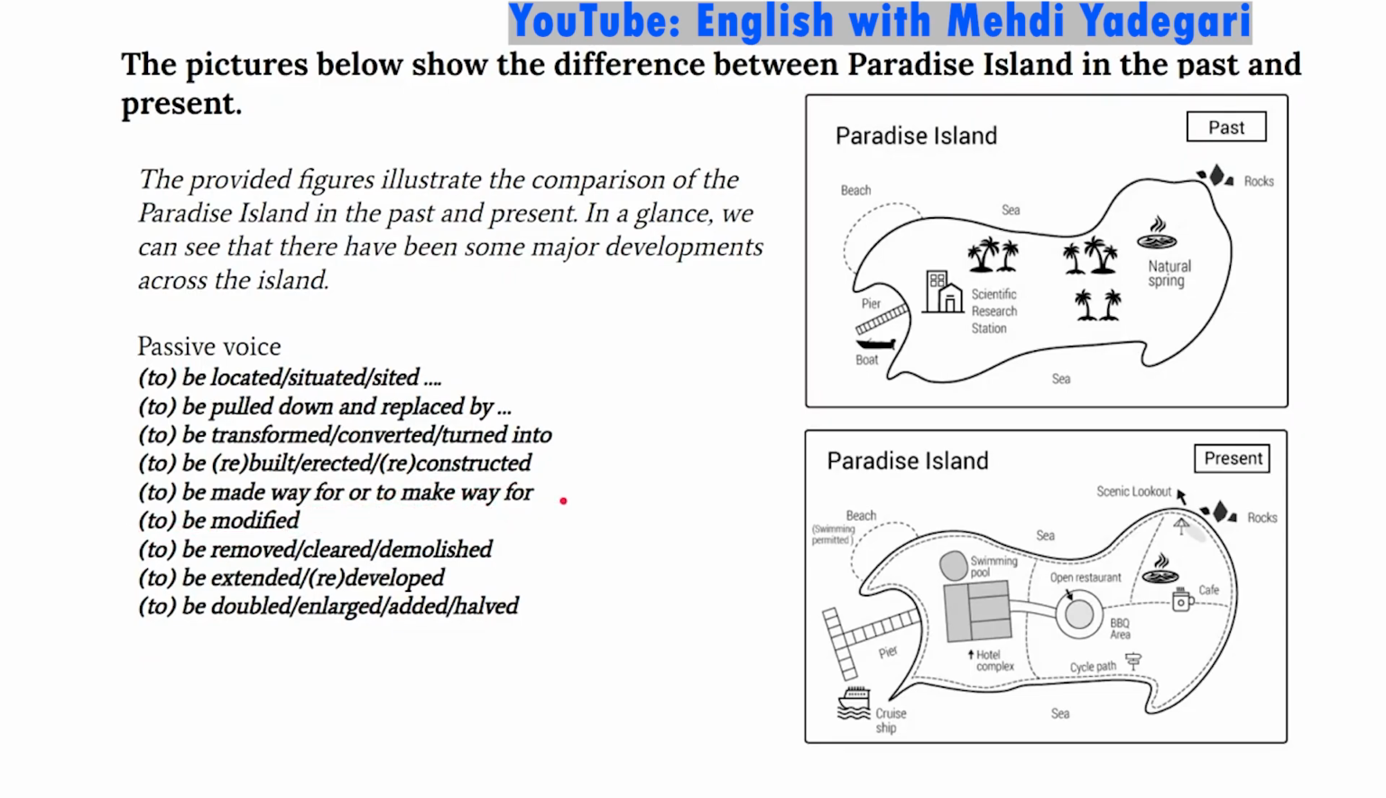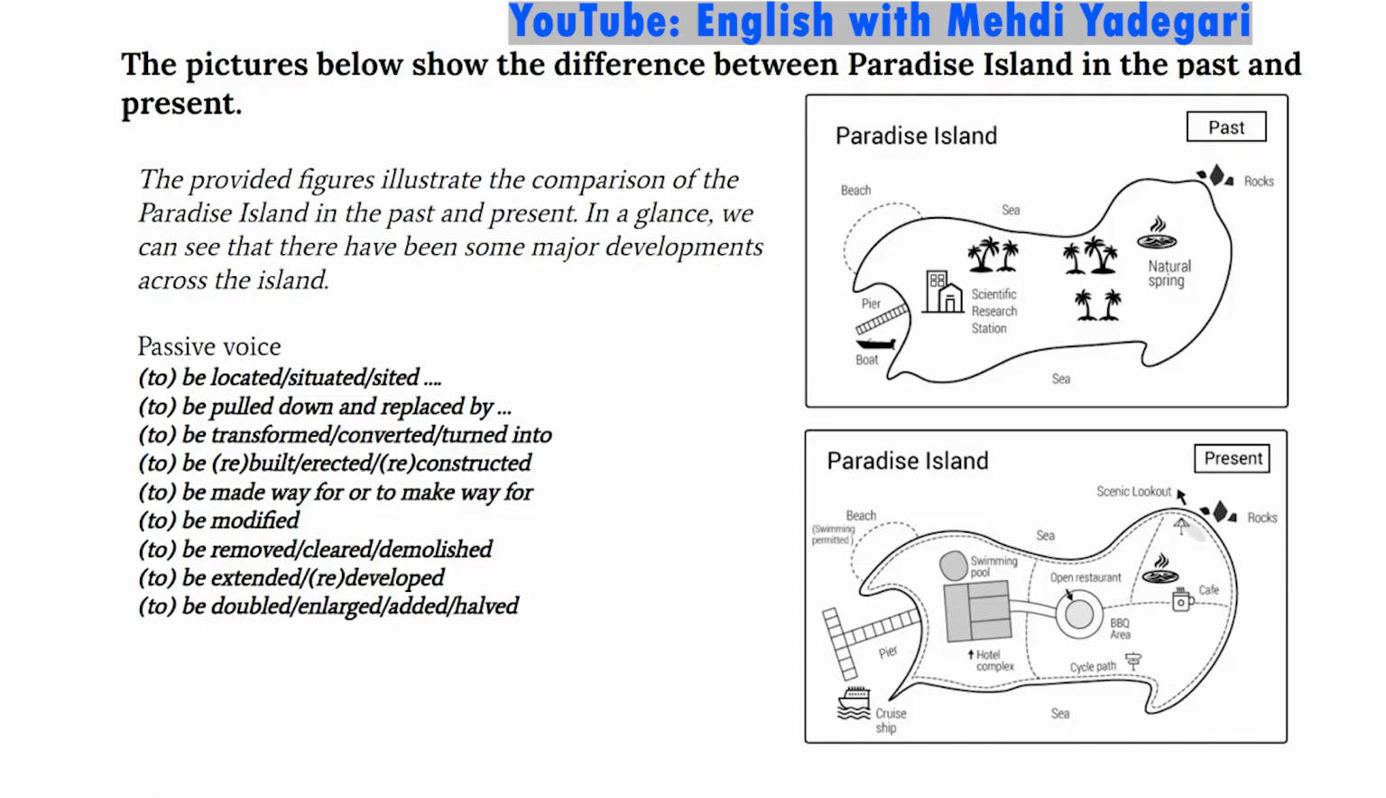For example, if something has been demolished and has made way for another building. Be modified, be removed, cleared, demolished, be extended or redeveloped, be doubled, enlarged, added, and halved. So these are some of the passive voices that you can implement in your writing. Pay attention. We don't really care about the active voice. We don't care about who did it.